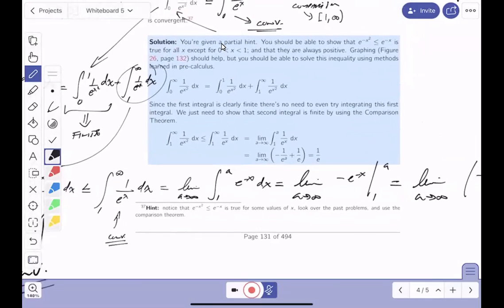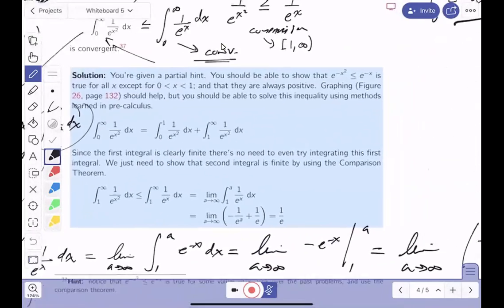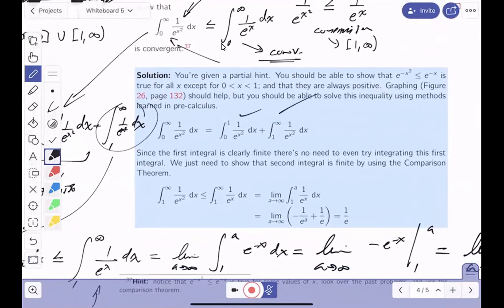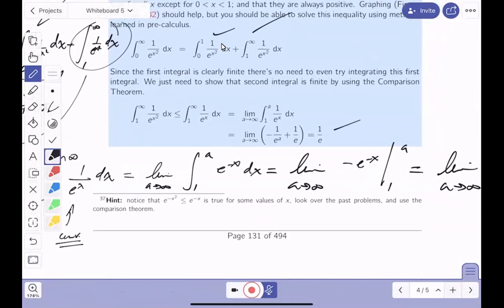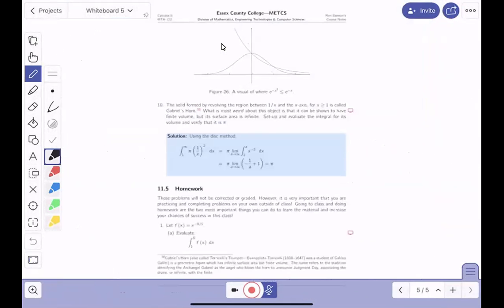And again, I apologize, and after doing all that work too in number 8, I should have realized it's only true for 1 to infinity. So I did split it up for you, and then I did that convergence for it's 1 over e, all right? Let's see if there's anything else.